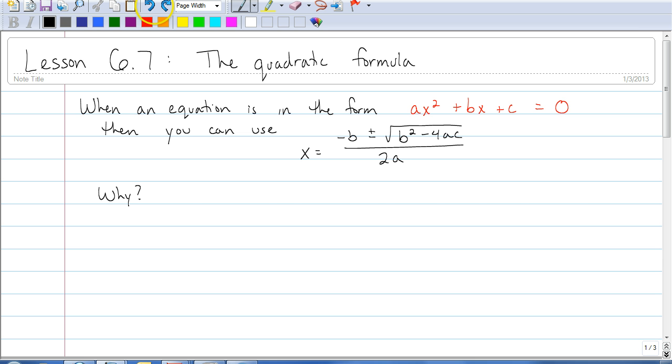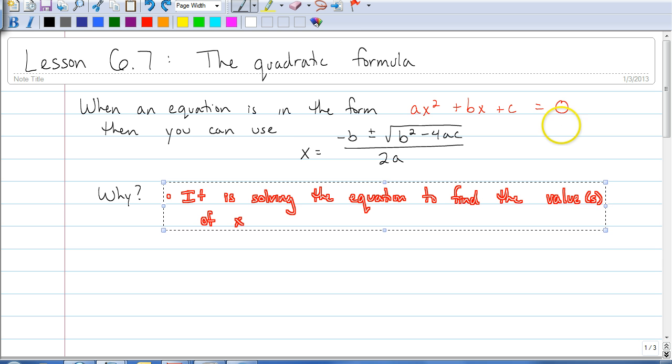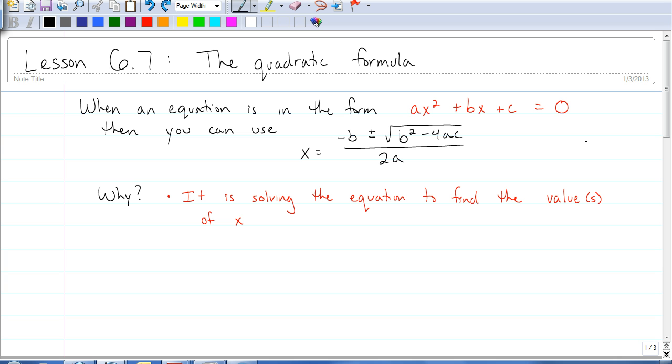Now, why is it that we use this? Well, a couple of reasons. First off, when we're using this equation, what we're doing is we're solving for x. We're finding out what the value or values of x are. Often it's going to be two values, there's going to be two answers for x, but there are some situations where we end up with one value for x.